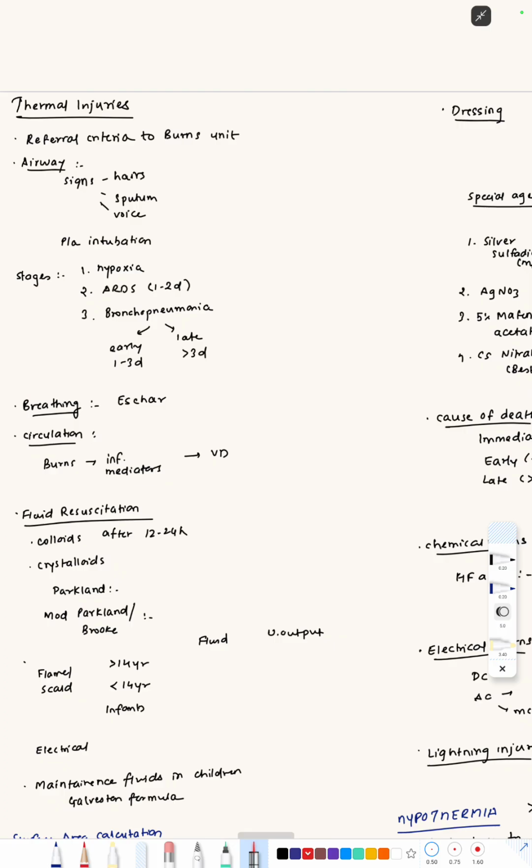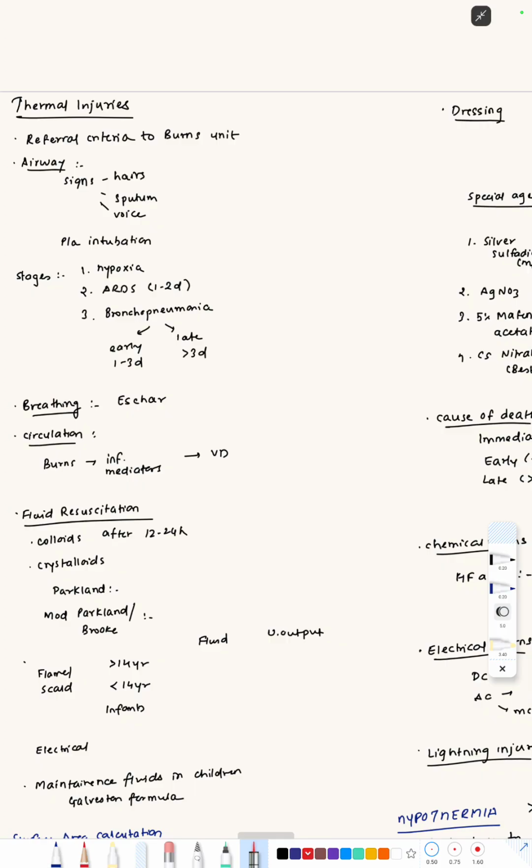Now the stages of the airway burns, the first stage is hypoxia, then an ARDS-like picture for 1 to 2 days with bilateral lung infiltrates and hypoxia, and then bronchopneumonia. In the early phase, the bronchopneumonia for 1 to 3 days is caused by Staph aureus, and the late is caused by Pseudomonas. It is a gram-negative bacteria. Now during the breathing assessment, you need to check for a constriction around the chest. If there is, then you have to go for an escharotomy.